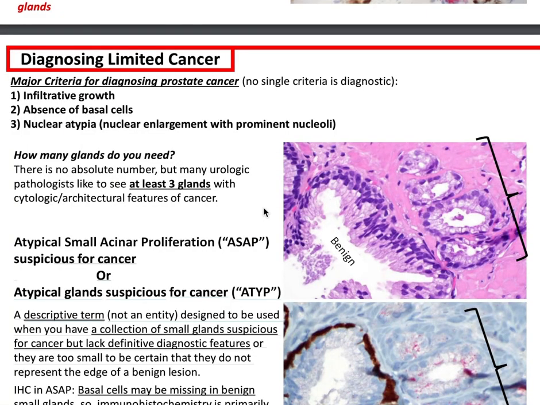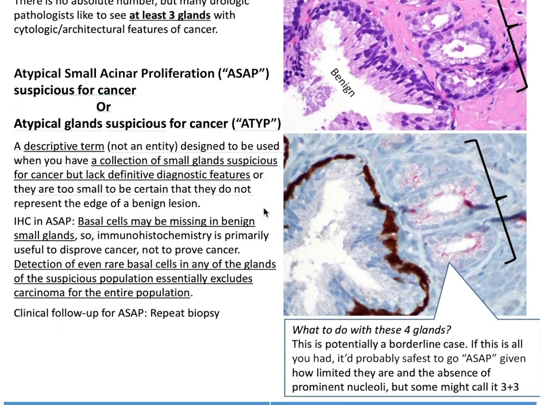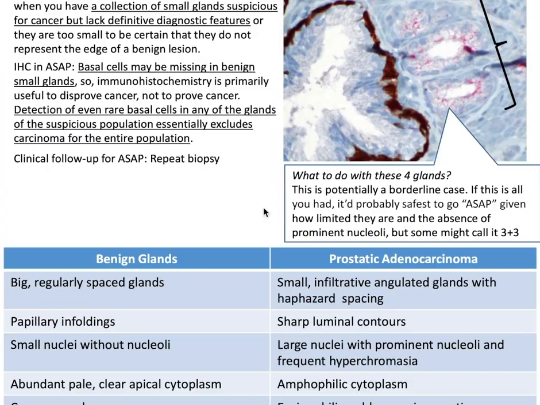Diagnosing limited cancer, you want to look for infiltrative growth, absence of basal cells, and nuclear atypia. We would like to see at least 3 glands. If you don't, you can consider the diagnosis of ASAP, atypical small acinar proliferation, suspicious for cancer, or atypical glands suspicious for cancer. And this will often buy them a repeat biopsy.